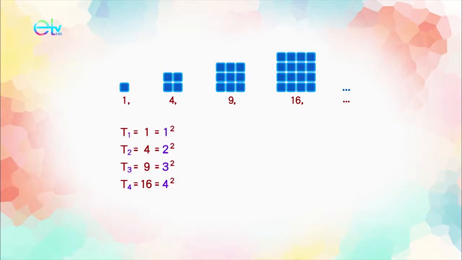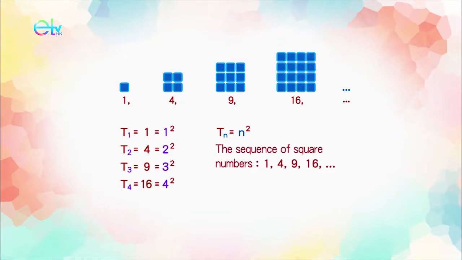According to the patterns in T1 to T4, we can determine that Tn is n to the power 2. Therefore, the general term of the sequence is n to the power 2. This sequence is called the sequence of square numbers. Each term is a square number, 1, 4, 9, 16, and so on.